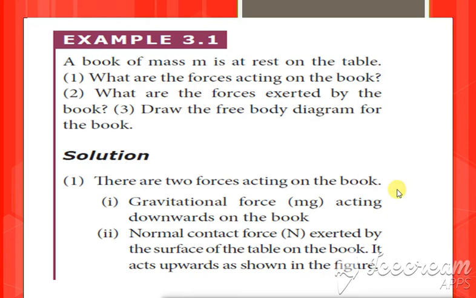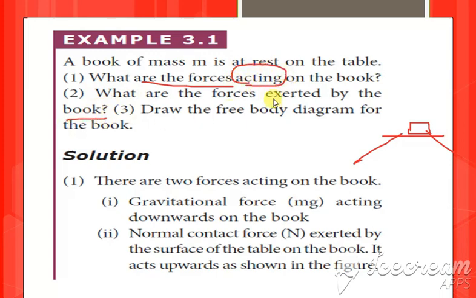Let us see this with the help of some examples. Only with the help of examples will you be able to understand this. First we are considering example 3.1. Here the question is: a book of mass m is resting on the table. So consider this to be a table, and over this table a book is resting. First we have to find the forces acting on the book. Next, the forces exerted by the book. Next we have to draw the free body diagram.